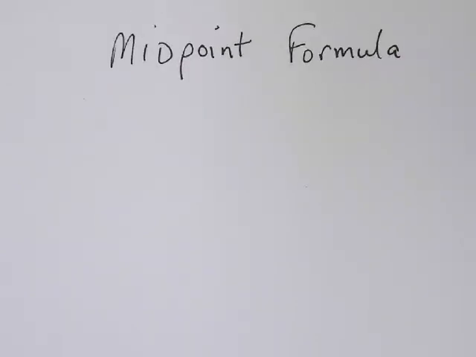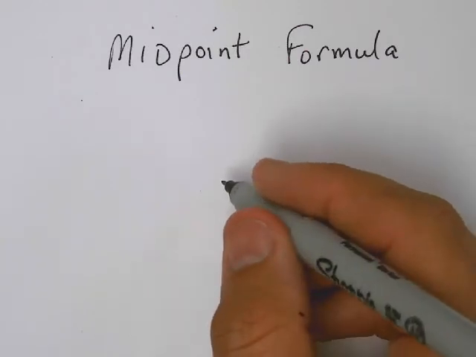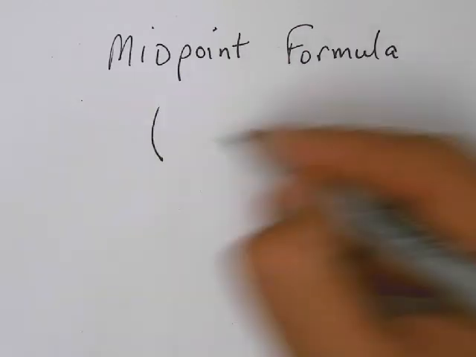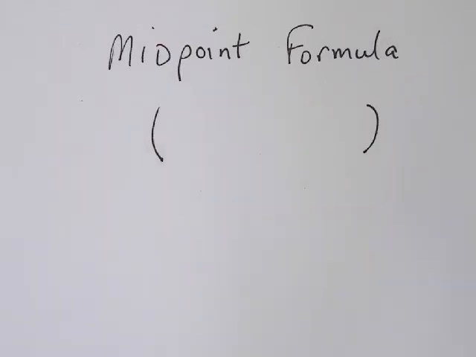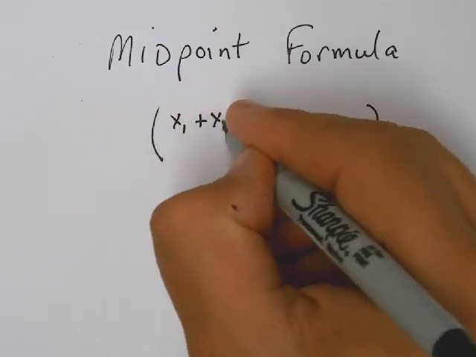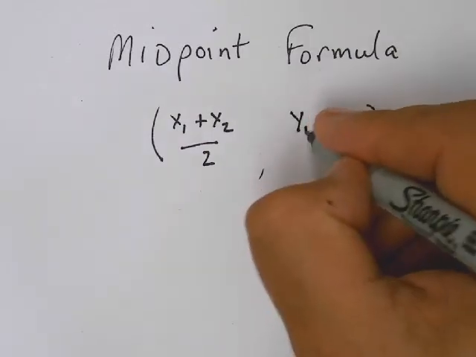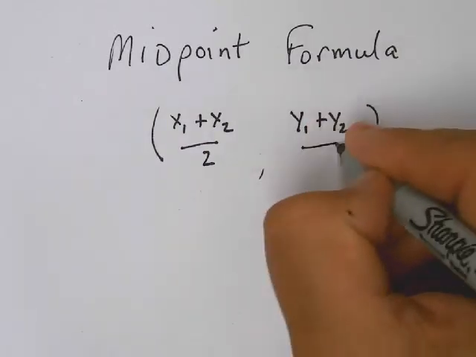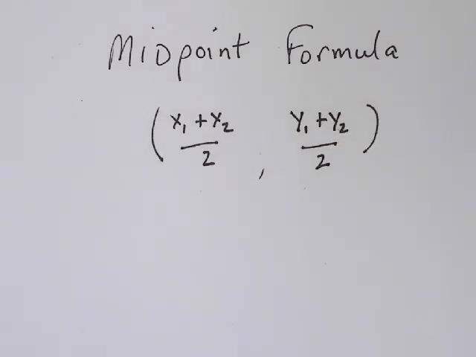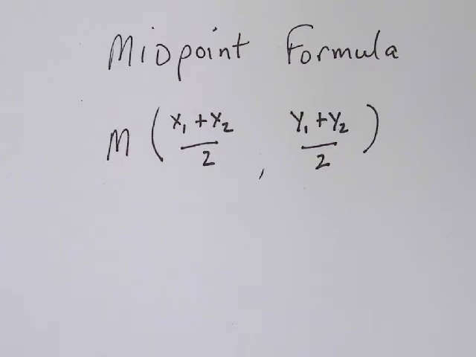The midpoint formula is this. It's actually an ordered pair. Okay, the midpoint formula is an ordered pair. So I'm going to start with parentheses. Now I'm going to put a comma in between. You take the x values and you add them together. Divide by 2. You take the y values and add them together. Divide by 2. And that is the location or the coordinate of the midpoint.